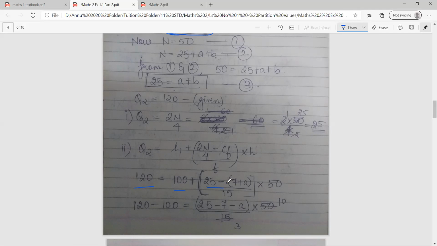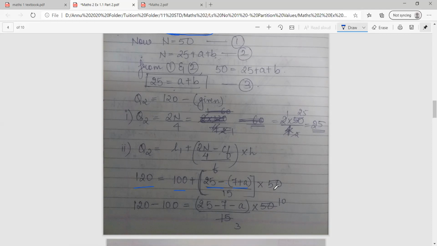Whenever you do some sums based on subtraction, or whenever the minus sign comes, always remember class, open a bracket and then write the value. As you can see, after the minus I have opened a bracket and then written 7 plus A inside it. The reason is that in the next line it will remind you that you have to change the sign. Okay. So 100 plus 25 minus (7 plus A) divided by 15 into 50.